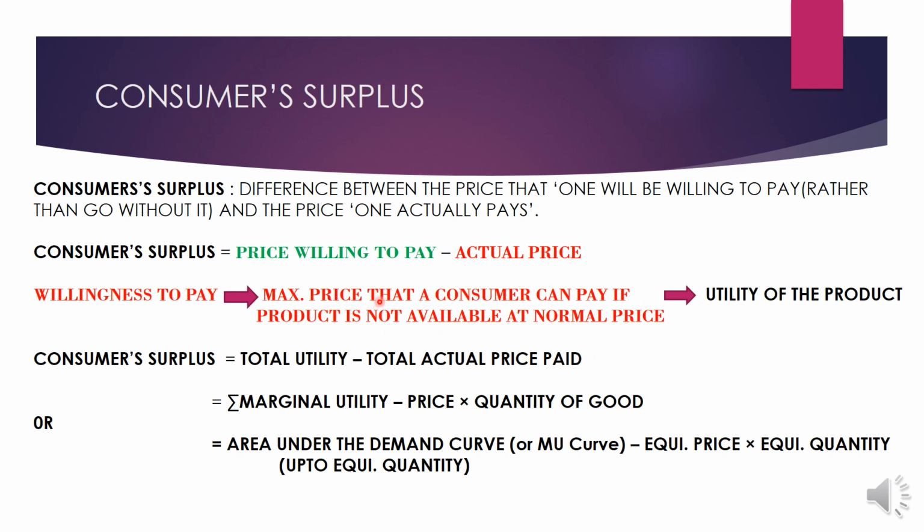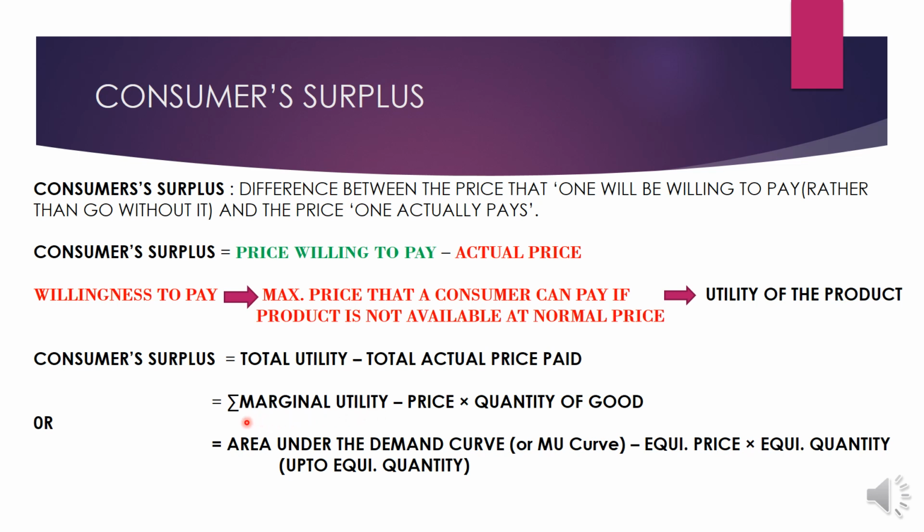The maximum price that a consumer can pay depends on the utility of the product. Higher the utility of the product, higher will be the willingness to pay for the product. So the difference between the total utility and the total actual price paid for the product is called the consumer's surplus. The total utility of the product is the summation of the marginal utility of the product.